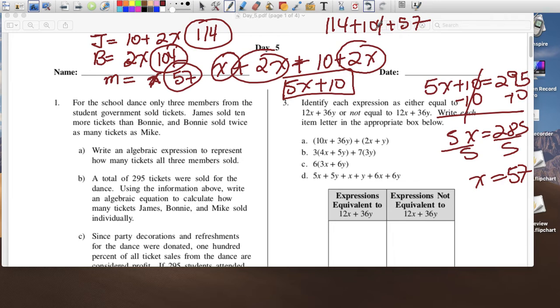Well, let's add it. 114 plus 104 plus 57 equals 275. Did I press the wrong button? 285 divided by 5 equals 57. Hang on. Oh, that's because 57 plus 57 is 114, and this should be 124. Now everything should work. So it's 124, 114, and 57. Okay.